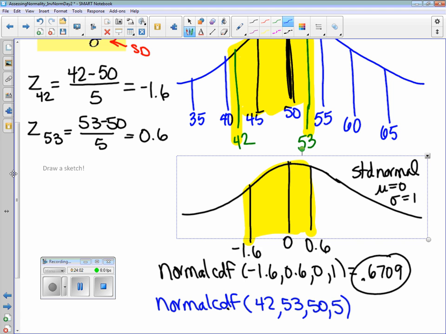Now, on a quiz, test, or even on the normal packet that I'm asking you to work on, what are you going to have to show me, Zachary? This set that what you plugged into your calculator. Okay, show me this normal CDF, lower bound, upper bound, and etc.